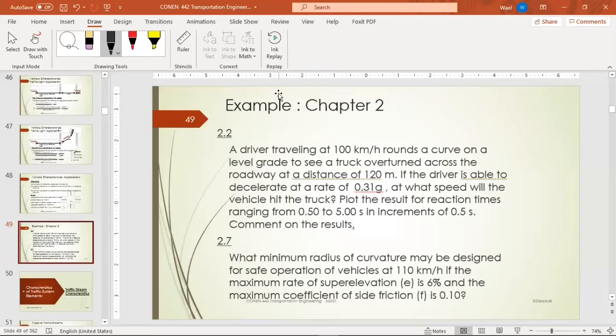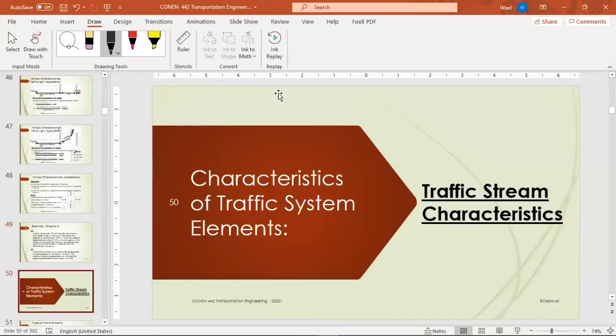Now we go to the second part, which is basically the traffic stream characteristics. But before we go there, we need to take the attendance, please.